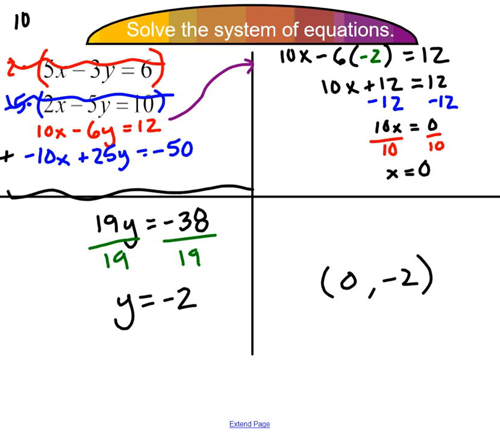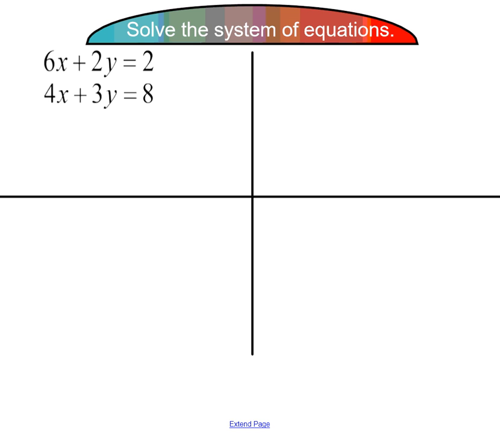Once again, on this problem, 4 does not multiply to 6 very easily, and 2 does not multiply to 3 very easily, so I need to eliminate a variable. This time I'm going to eliminate my y value. A number that both 2 and 3 can multiply to pretty easily is 6, so my key number here is going to be 6.